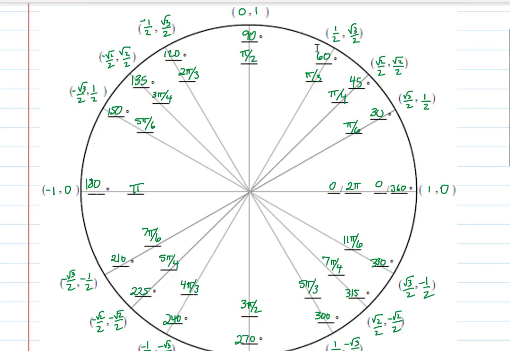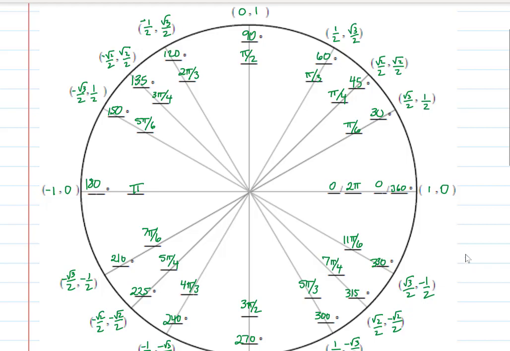So notice how all the values are the same, the quantities, except for the sign change. So you just got to remember what's negative and what's positive on each quadrant, and that's very straightforward if you look at the x and the y.